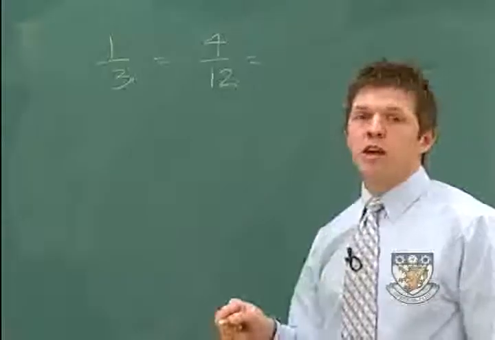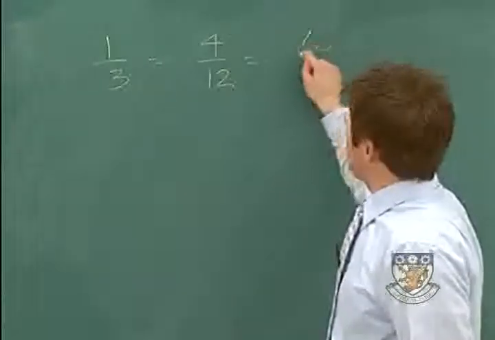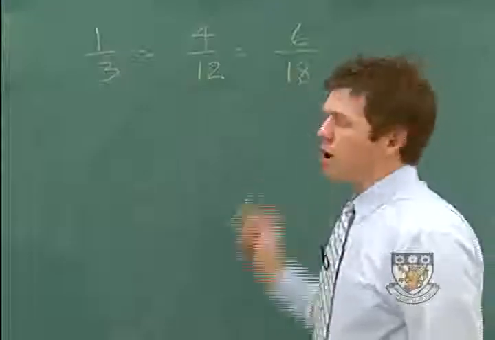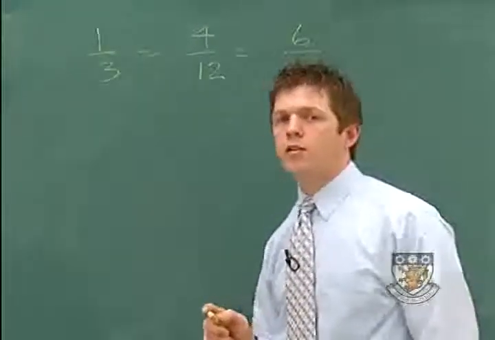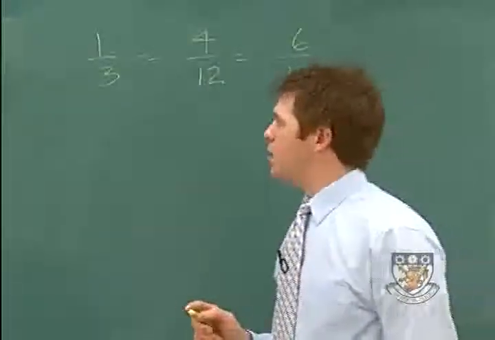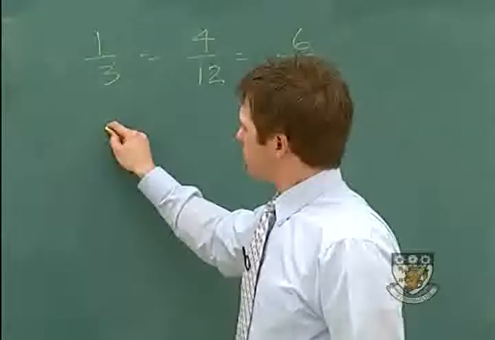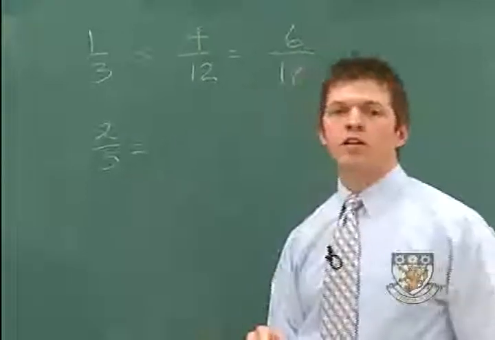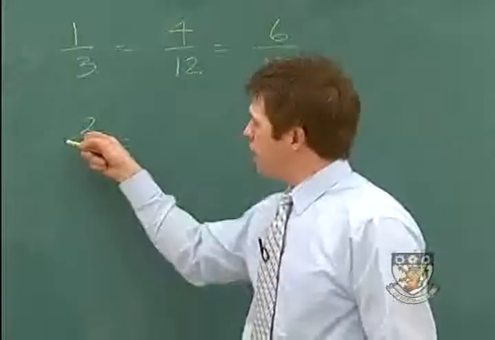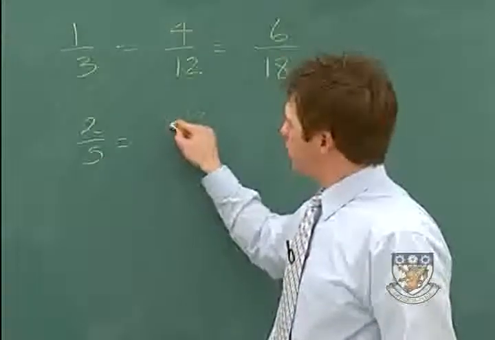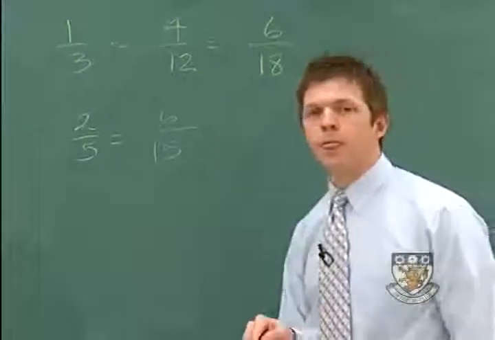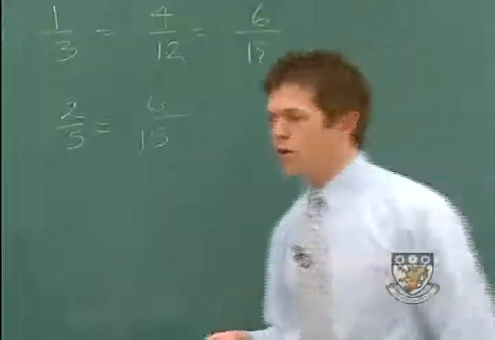If we were to use 6, 6 times 1 is 6, 6 times 3 is 18. All of these are what are called equivalent fractions. They all equal the same exact thing. 2/5. Find the equivalent fraction of that. Let's use the number 3. 3 times 2, 6. 3 times 5, 15. Equivalent fractions and so forth. I think you understand how that works.